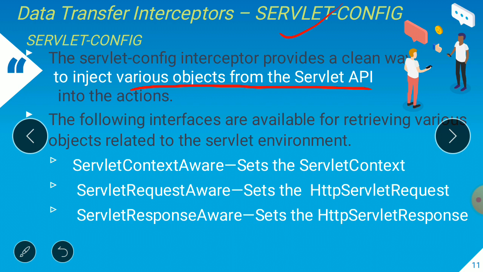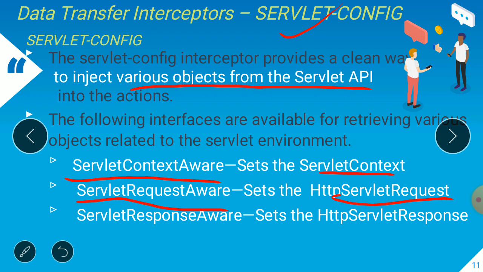So if you want to bring those various objects used for servlet programming into your Struts program, we can do this using the servlet config data transfer interceptor. For example, we have a servlet context object. That object can be brought into the Struts environment using servlet context aware. Similarly, we have an HTTP servlet request object. That object can be brought into the Struts environment using servlet request aware.